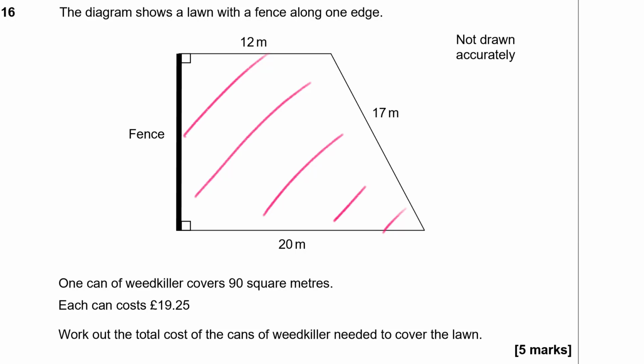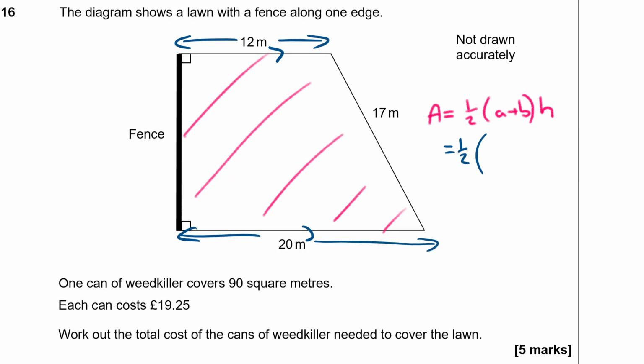So let's start off with the area of the garden. Now the shape is a trapezium, so we're going to be using the trapezium area formula, which is area equals a half, a plus b, times h. That's the formula that we need to use. Okay, so subbing in what we know. So a and b are your 2 parallel sides that you need to use. So that's a there, and that's b. So it's going to be half times 12 plus 20, times h. Now h is the distance between your 2 parallel sides.